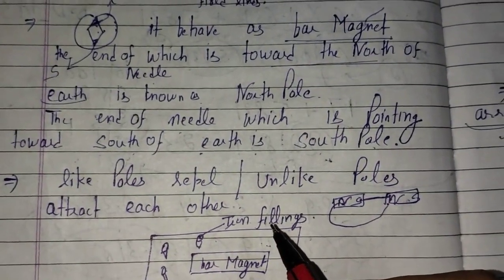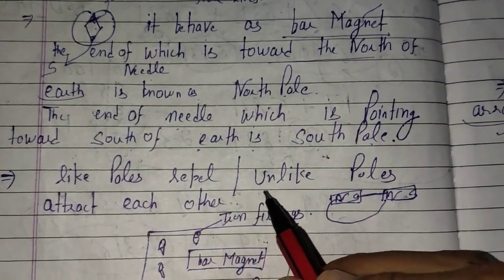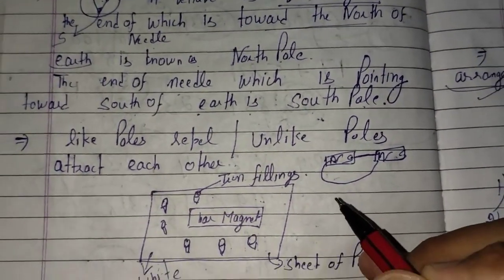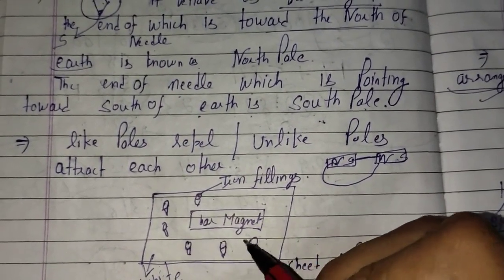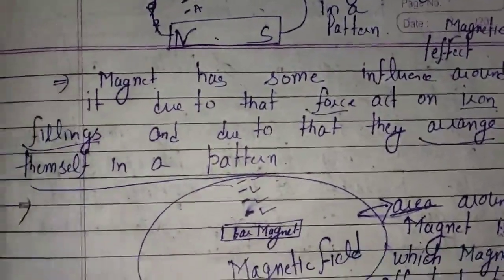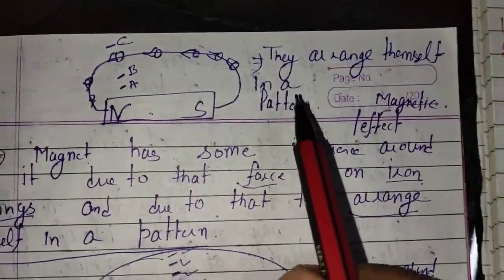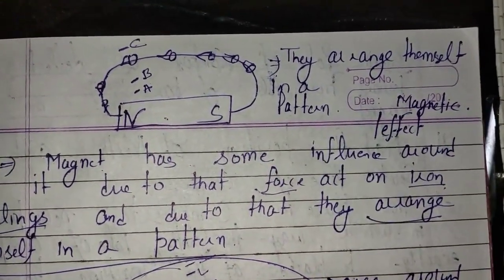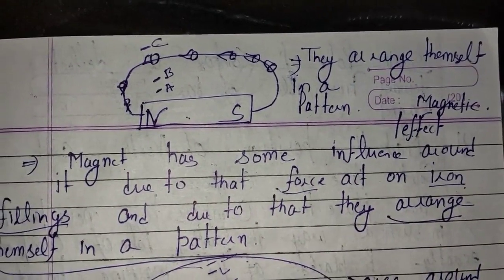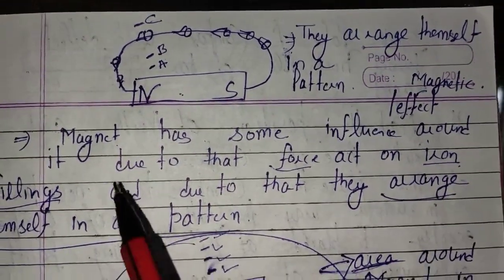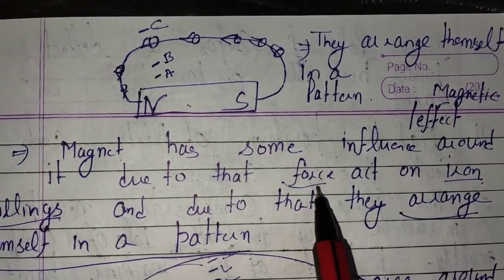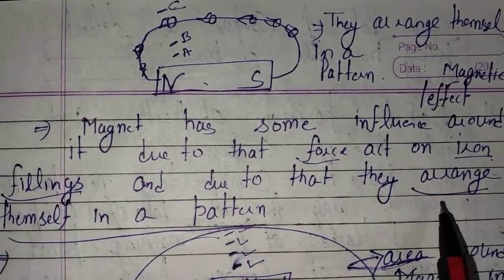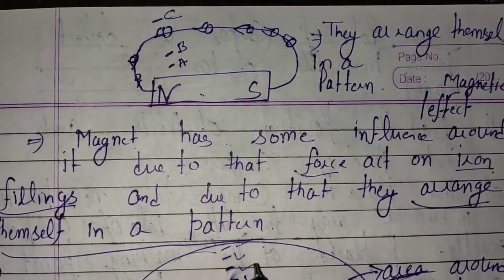So you know the rule of a magnet, like poles always repel each other and unlike poles always attract each other. So you place a bar magnet on a cardboard and place some iron filings. What will happen? These iron filings arrange themselves in some pattern. Why have they arranged? Because the bar magnet is applying some force on the iron filings, and due to that the iron filings are arranging themselves in a pattern.